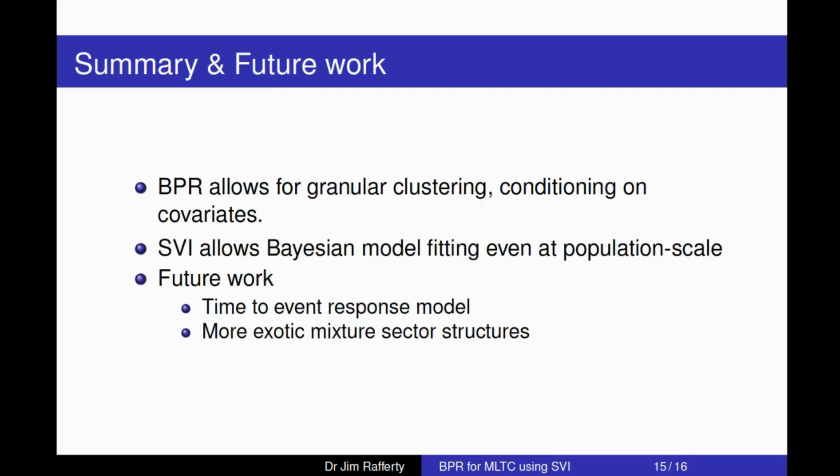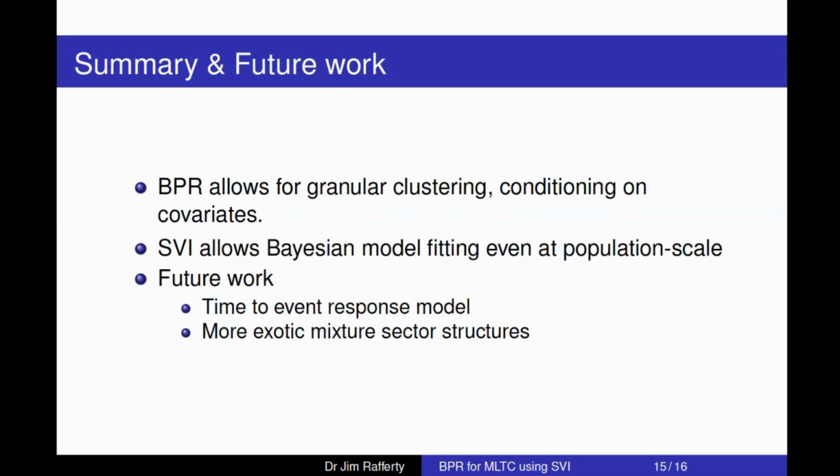So I hope I've given you a flavour of what Bayesian profile regression is, and I hope I've been able to persuade you that it allows for granular clustering conditioned on covariates and outcomes, and it's potentially more useful than a two-stage modelling approach. I also hope I've given you a bit of a flavour of SVI and how it provides reasonable parameter estimates, even though the uncertainty quantification is not as good as you'd get with an MCMC fit.